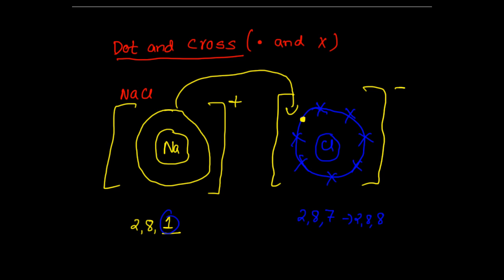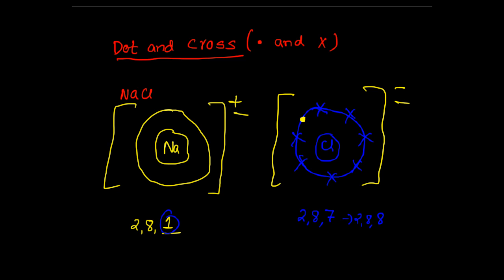Hence the dot and cross diagram of sodium chloride is this. Without this arrow it is this. The dot and cross diagram of sodium chloride is this. You need to clearly show the charges plus and minus.